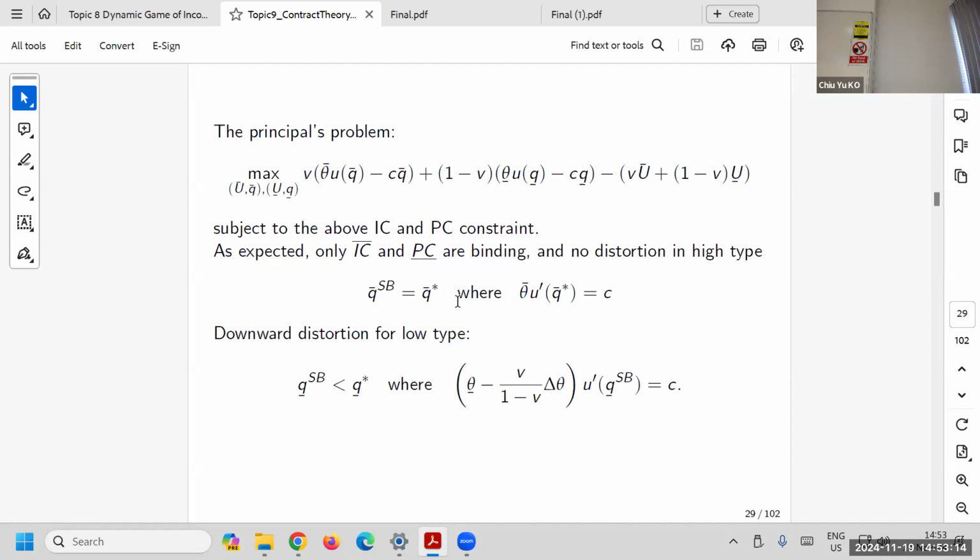So that is the main idea, the proof behind it. And you can see this is somewhat different from the signaling game. The signaling game has distortion on the high type, not the low type. If you remember the separating equilibrium. But this is the opposite case, because it is a different story: the contract is offered by the firm, not by the worker.